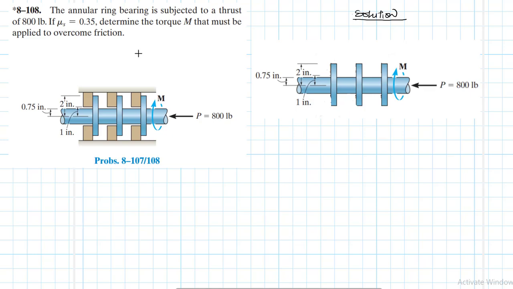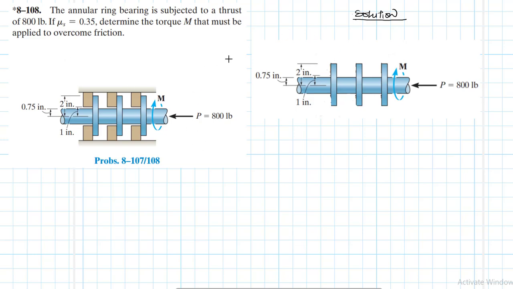So we've got here a ring bearing subjected to a thrust force of 800 pounds as shown. And not only is the ring bearing subjected to a thrust force, but there is also some torque or moment. And we are being asked to determine the magnitude of the moment or torque that is supposed to overcome the friction.